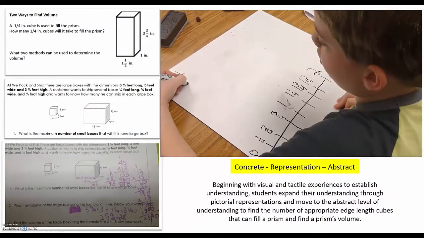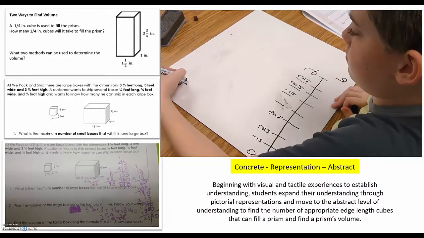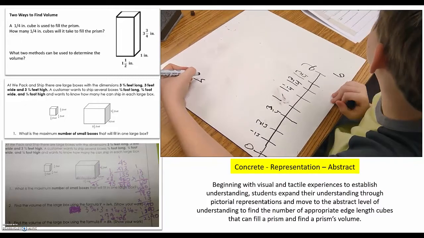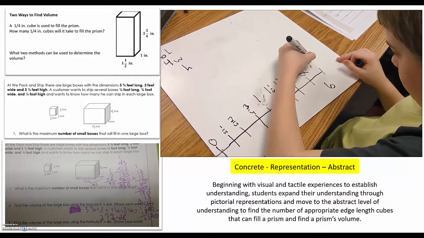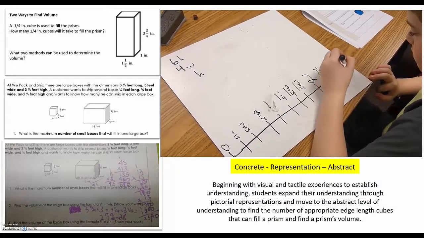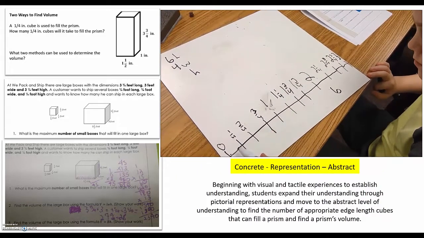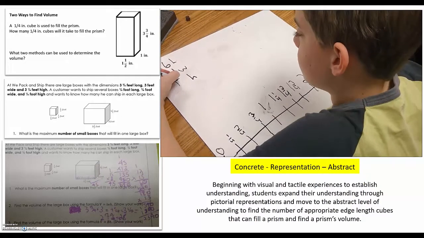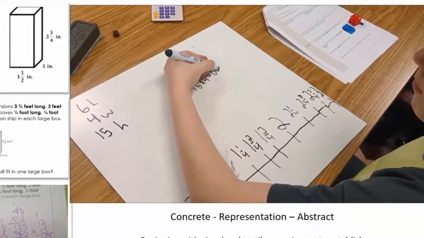Moving through the CRA, Concrete Representational Abstract instructional approach, after the concrete phase of working with manipulatives, students use representations, such as a number line, to partition a fractional side length into unit fractions. Then, after determining the number of cubes in each dimension, they're able to multiply to find the number of fractional cubes that a prism will hold. Students begin to move into the abstract phase and have a variety of strategies.